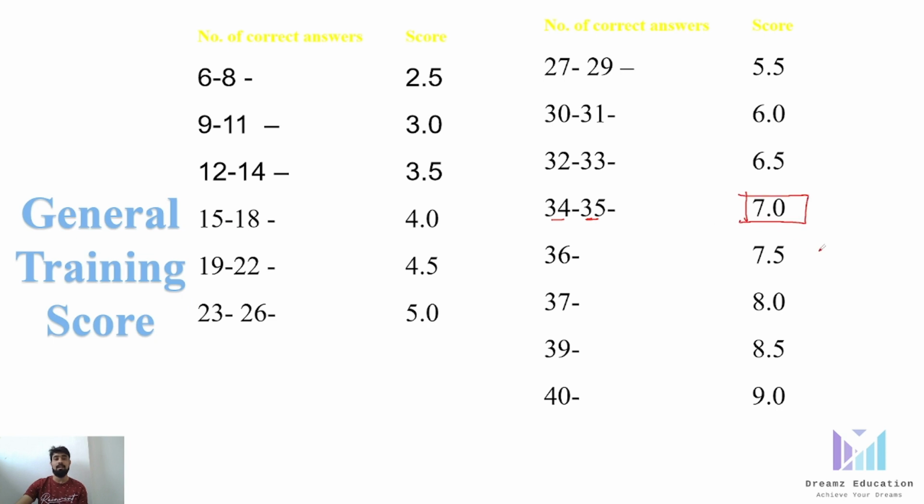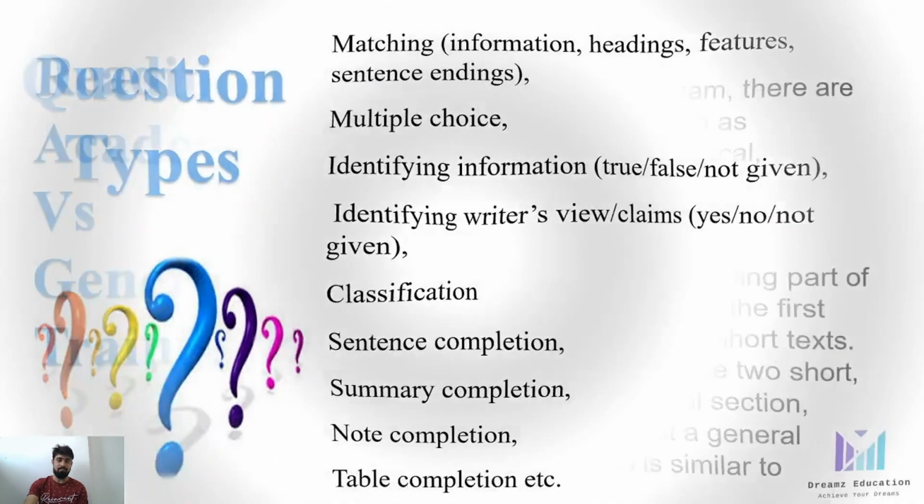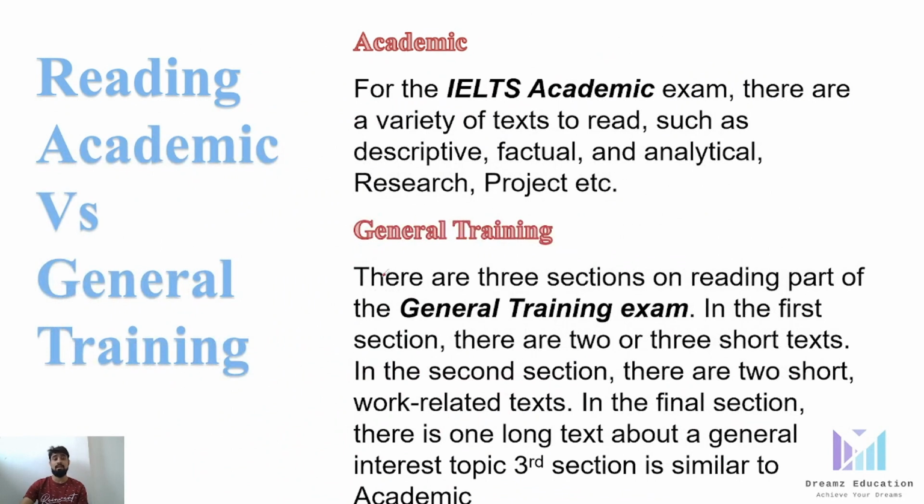Like I said in the beginning, the general training test is simpler or easier compared to the academic, but the scoring criteria is a little bit different. You need to score more marks out of 40 to get your desired band scores. Got it, right? So this is the difference between academic reading and general reading, the information that I have already given.